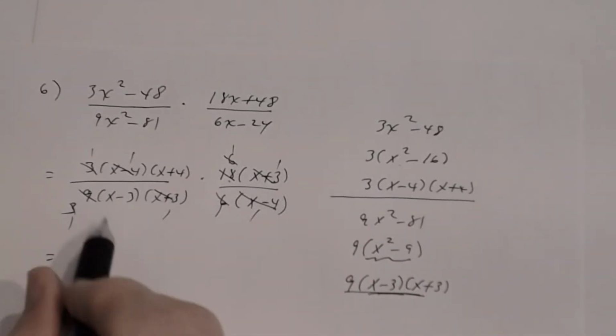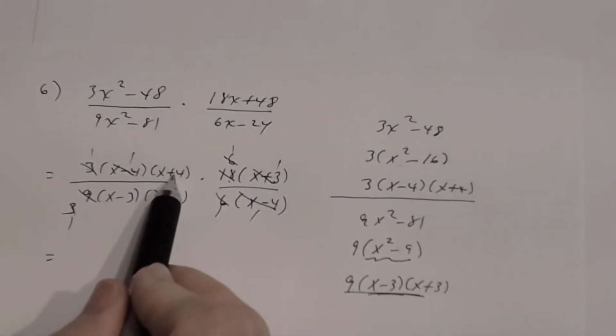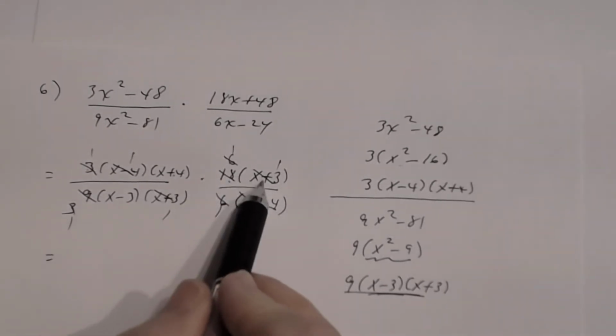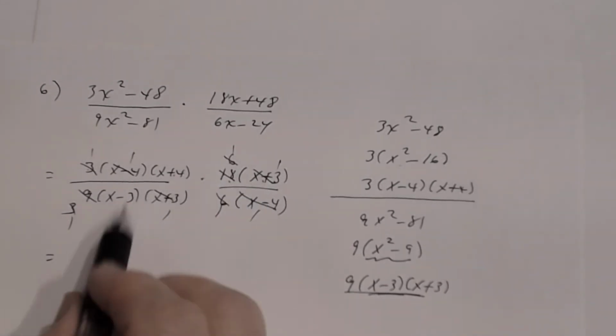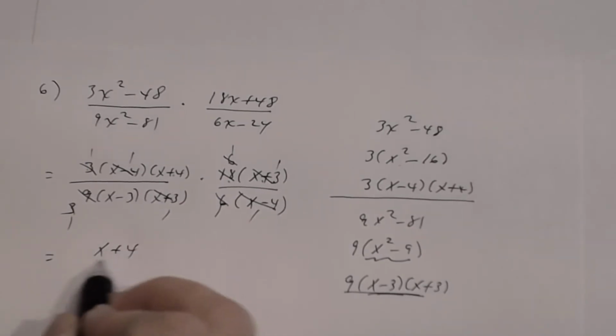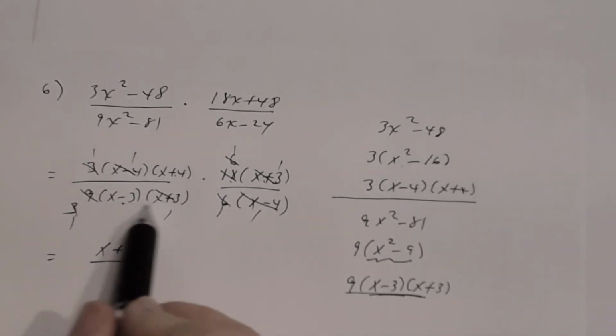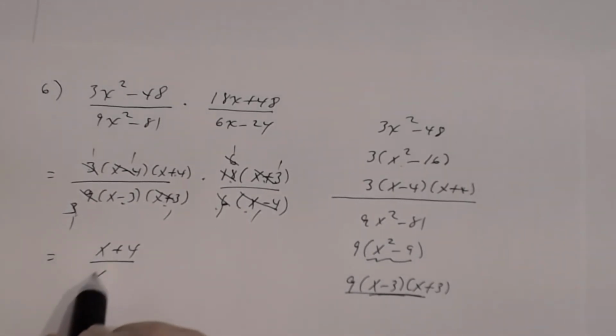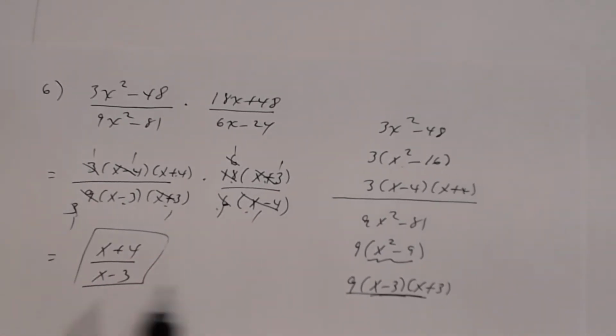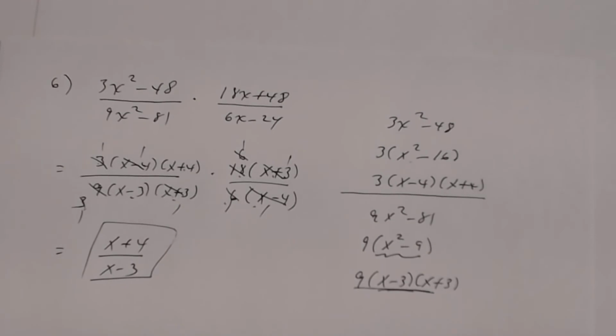So the answer is going to be 1 times x plus 4 times 1 times x plus 3, times 1, which is x plus 4. The denominator, 1 times x minus 3 times 1 times 1 times 1 is x minus 3. So there's your answer. There's your answer for number 6.